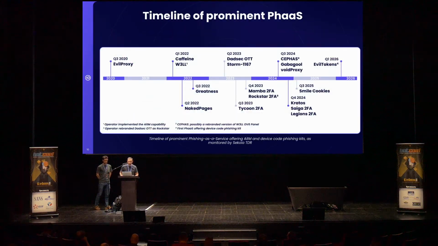And now Quentin will present you the timeline. Hello everyone. So at Sequoia, we have been tracking the most prominent phishing-as-a-service since 2023, when several newcomers joined the PhaaS market. At this time, the most prominent AitM phishing kits were Caffeine, Naked Pages, and Greatness. After that came DeadSec OTT, later rebranded as Rockstar 2FA, Storm 1167, and the most prominent one, Tycoon 2FA. New kits appear every year until Evil Tokens in March 2026. Evil Token is quite significant because it is the first PhaaS that offers affiliates device code phishing pages, and not only the adversary-in-the-middle phishing pages.